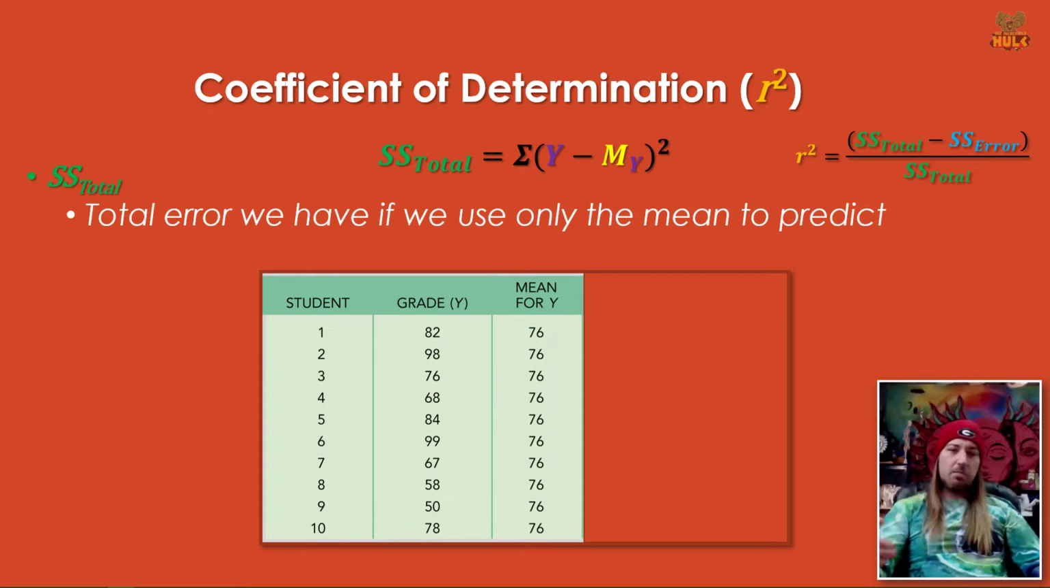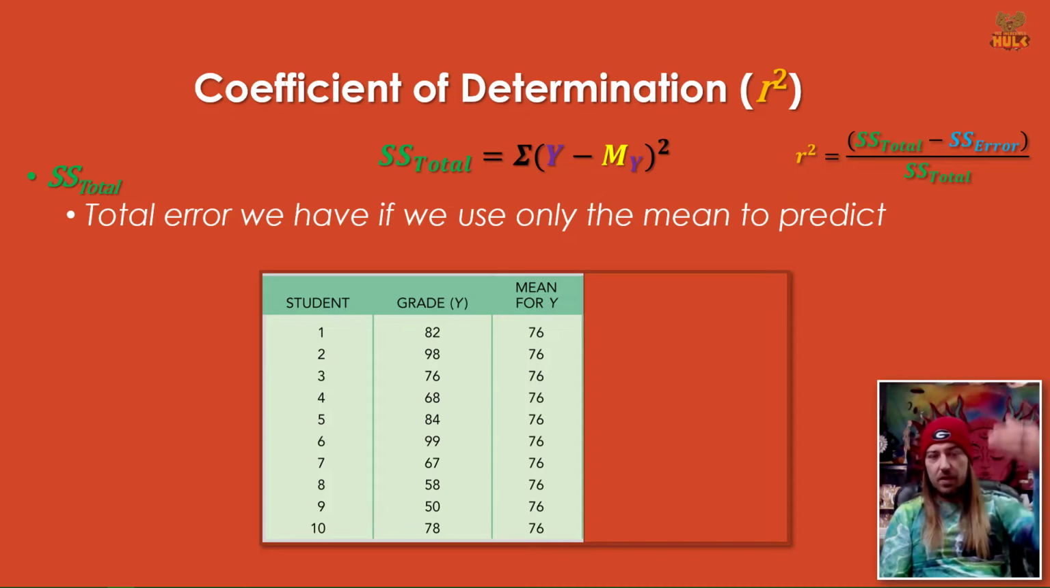A better response would be to use the relationship between absences and exam grades that I've seen in past data and use a regression equation to then predict, right? Plug in his value of absences as X, solve for a predicted Y, and potentially get a more accurate prediction. This measure is what we would have, the total error we would have if we didn't do that and we only use the mean.